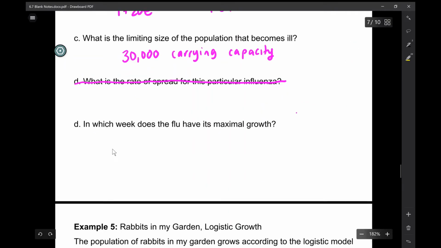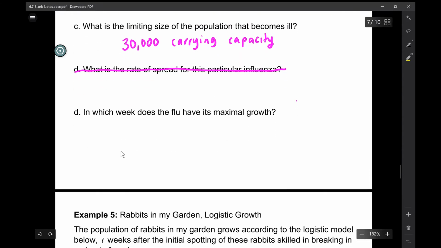All right, for some reason I have a D problem in here that I don't want. So let's just skip over and go to the real D that I actually want to do. In which week does the flu have its maximal growth?